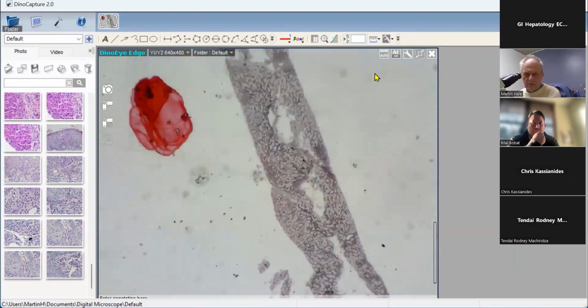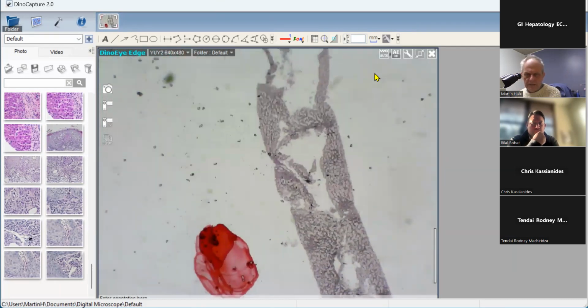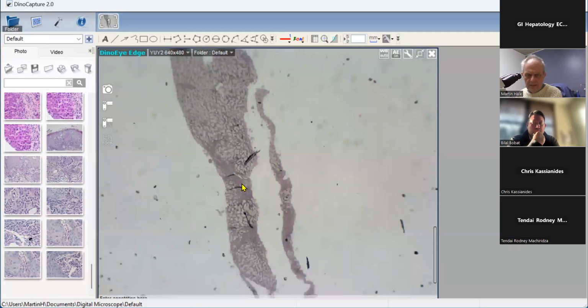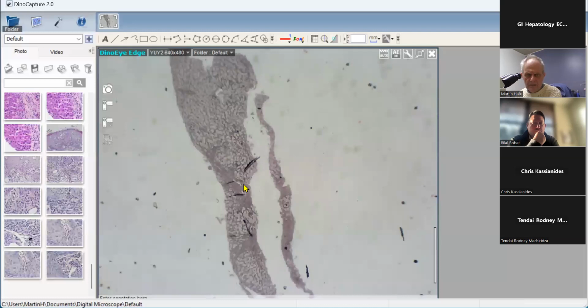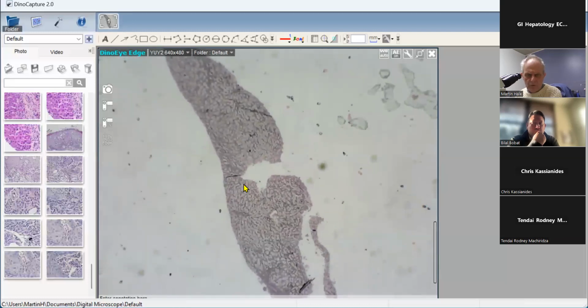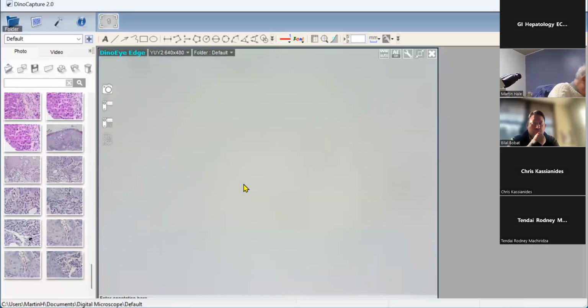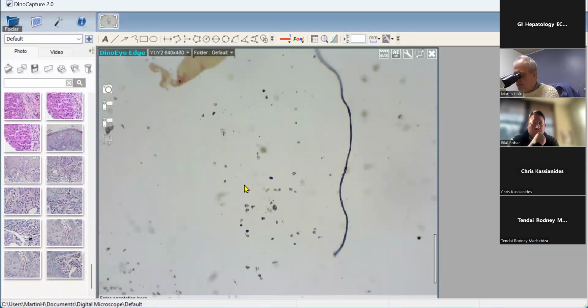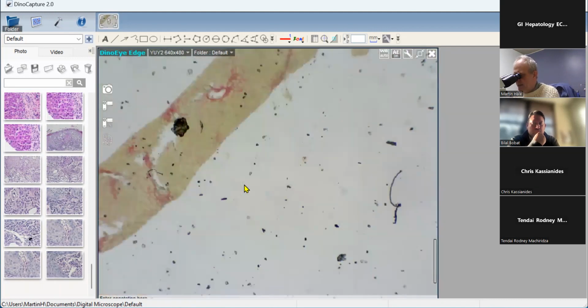So you've got some disorder to the reticulin pattern. You can see, for example, here that we've got expansion of the fibers, at least of the portal tracts. And then if we look at the Sirius red, the same sort of picture comes through. Sirius red is a very good stain for picking up collagen.